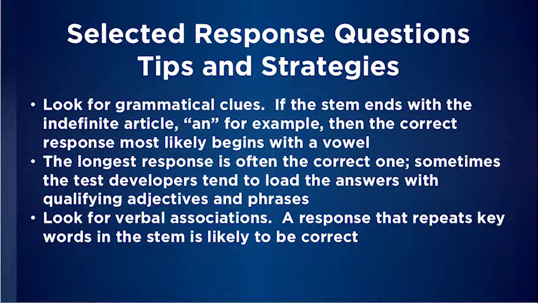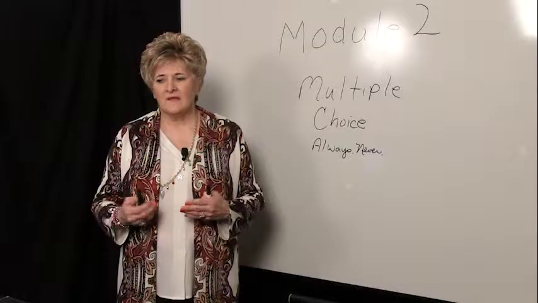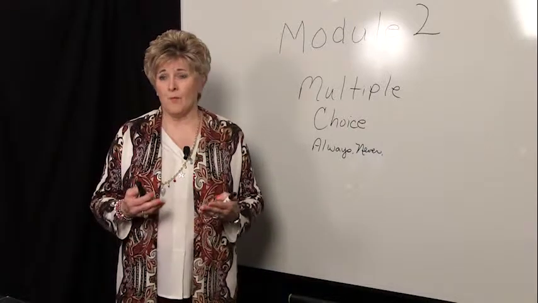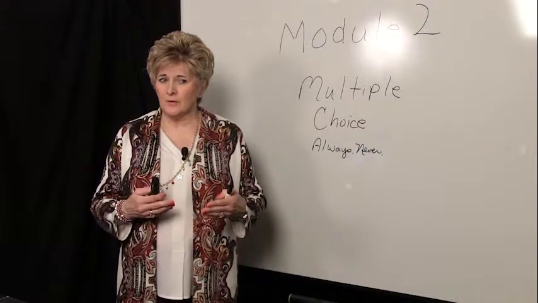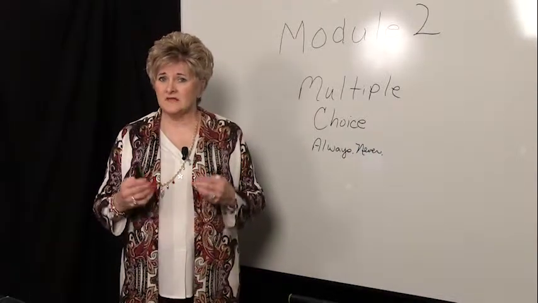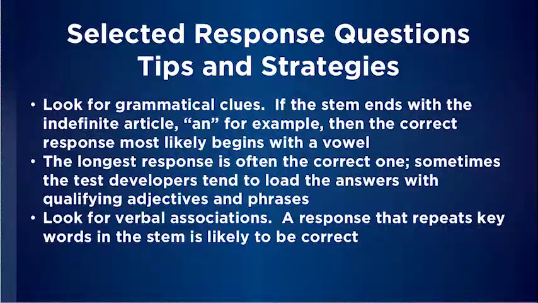Look for grammatical clues. This is important. If the stem of the question ends with the indefinite article an, like an apple, then more than likely the answer is going to begin with a vowel. If it ends with an a, like a ball or a house, then that's not a clue for you. But the article an is very telling. The longest response sometimes is the correct one.